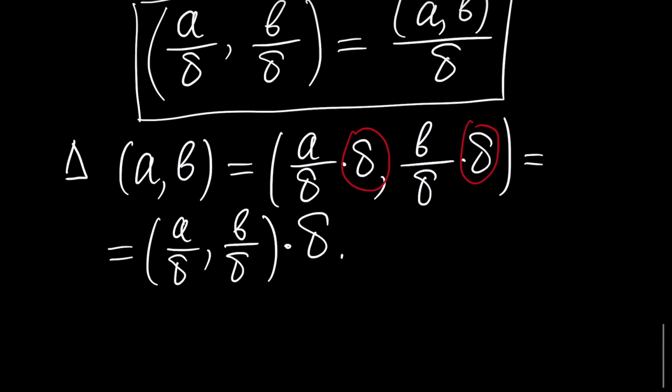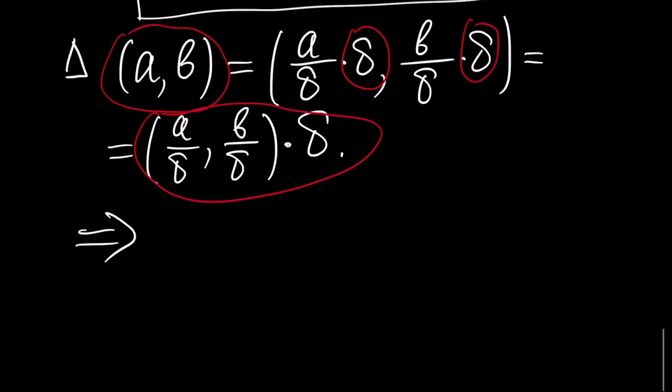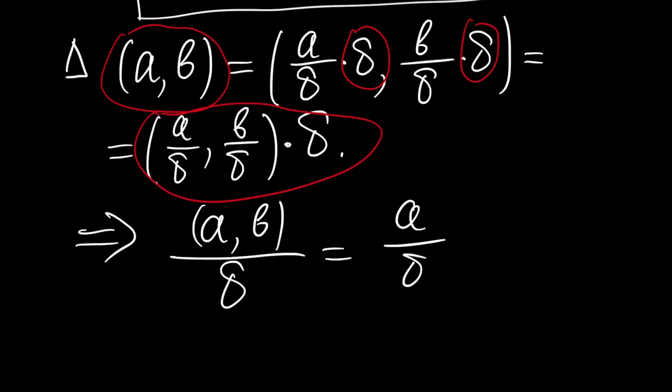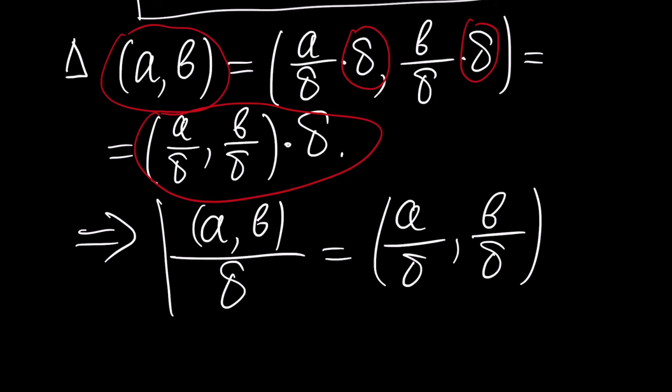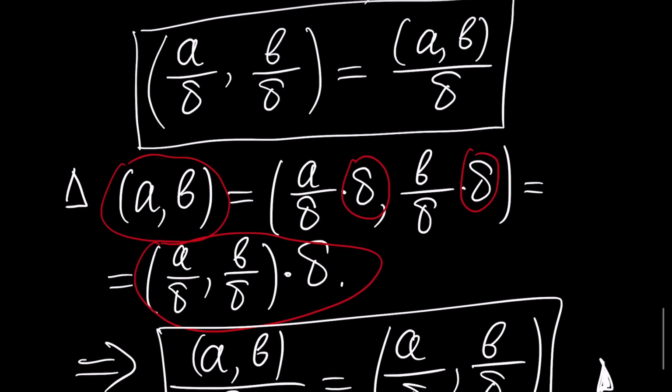And using this result, if we divide both sides, in particular these two parts, by delta, we will have gcd(A, B) divided by delta is equal to gcd(A over delta, B over delta). And this is our result we wanted to prove.